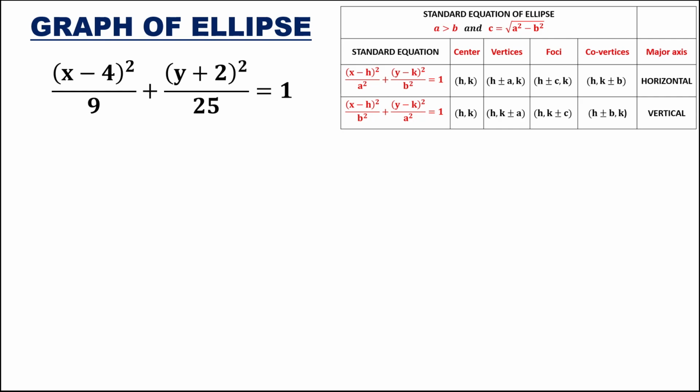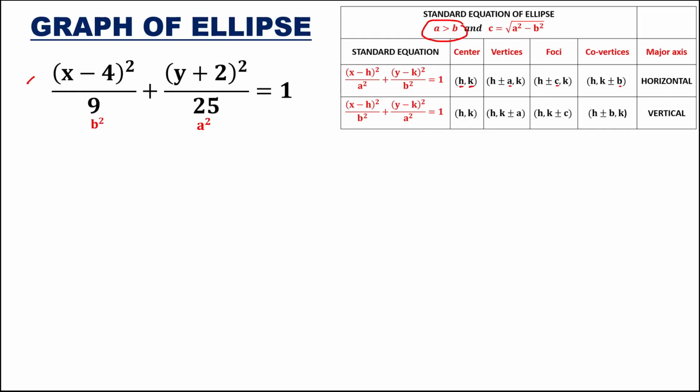So for this problem, to graph this ellipse, first we need to find the values for A, B, C, H, and K. Since from the standard equation of an ellipse, A is greater than B, and A and B are the denominators of the ellipse. So in this case, the bigger denominator is A squared and the smaller denominator is B squared.